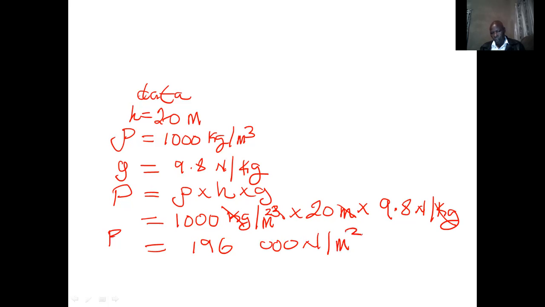newtons per square meter. So here we just wanted to show that, if we ignore atmospheric pressure, and an object is at a depth of 20 meters in a closed container, we can calculate the pressure using the relationship where pressure is equal to density multiplied by the height and multiplied by the gravitational field strength.